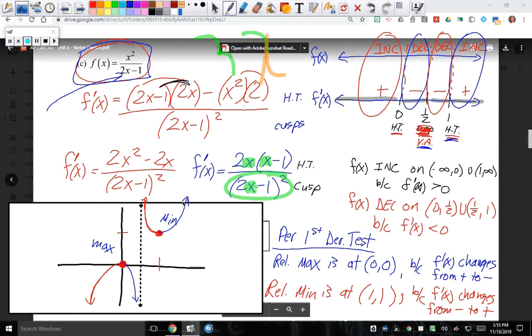The relative max that we said occurred at 0, 0 is satisfied. The relative min at 1, 1 is satisfied. And all of these increasing, decreasing, increasing, decreasing intervals also did occur. Questions?